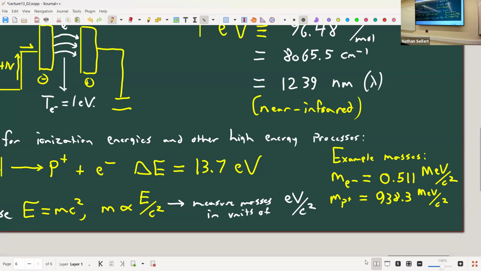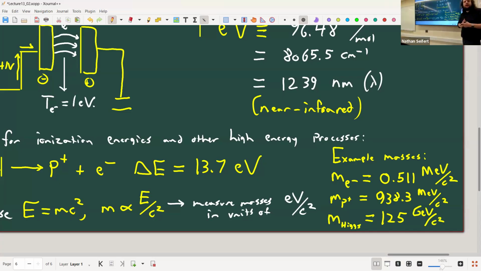The neutron, of course, is very similar to the proton. I won't write it down. And then for fun, the Higgs boson, the last particle we've detected, has a mass of 125 giga electron volts per c squared. So a very, very big particle. What is that, 130 times the size of the proton in terms of mass? But again, remember that these are energies. Mass and energy are the same thing when you're moving near the speed of light.